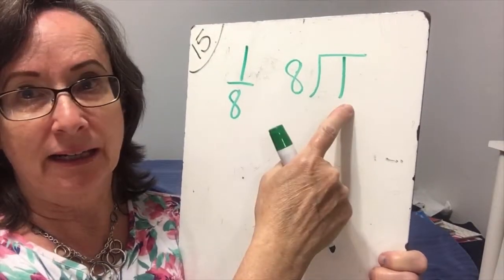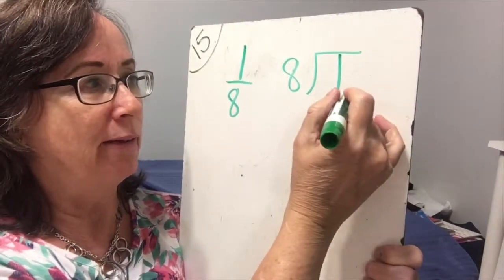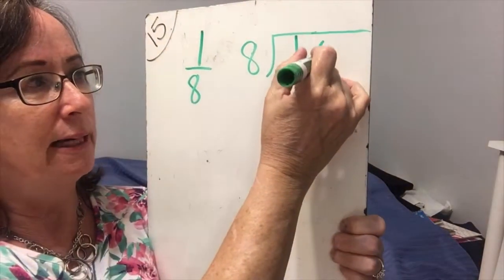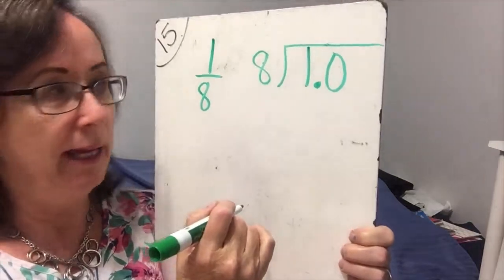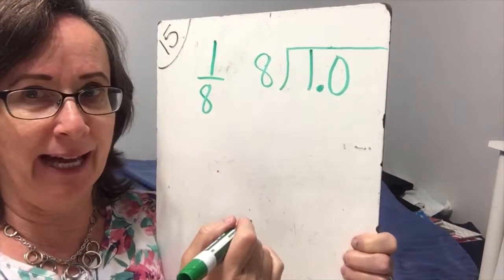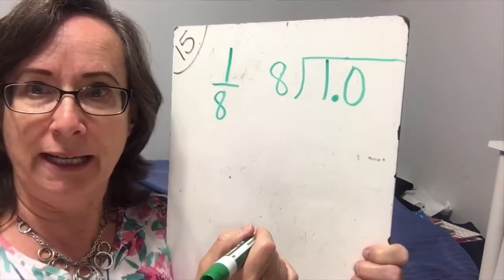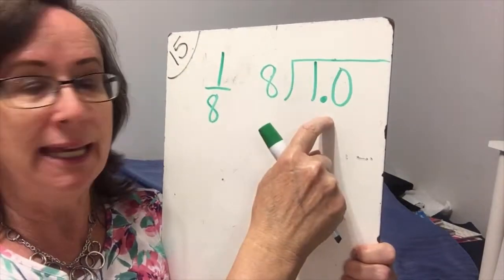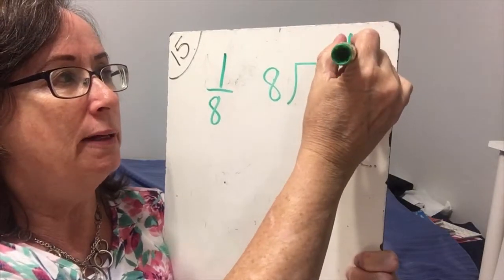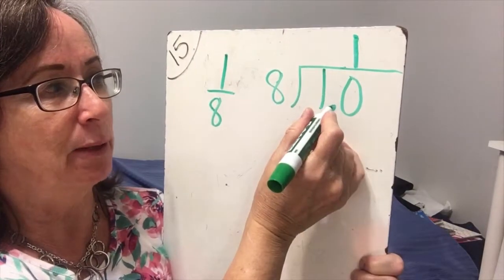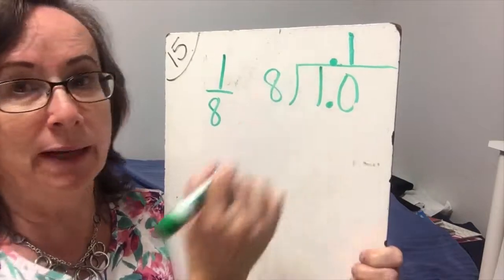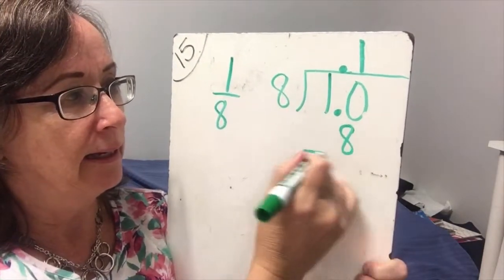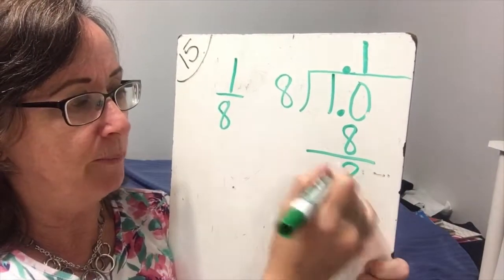Okay, 8 does not go into 1. So I'm going to have to put a decimal and a 0 after it. Okay, and I'm going to carry it out until I get a terminating decimal or a repeating decimal. Let's see what happens. So 8 goes into 10 one time. Now, because I have a decimal here, I'm going to go ahead and put my decimal up in my quotient. 1 times 8 is 8. 10 minus 8 is 2.